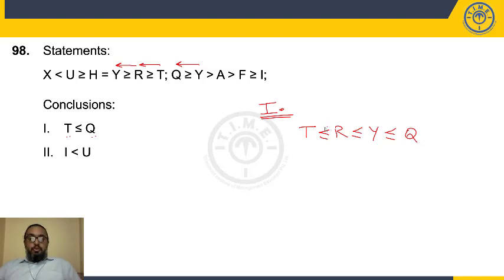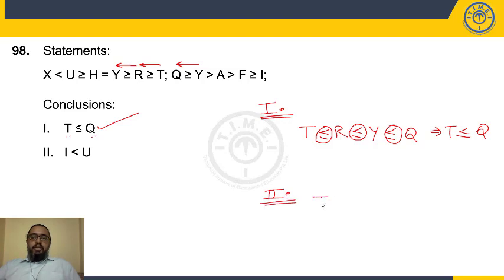So now throughout the expression we have less than or equal to as the common inequality. So that means between T and Q we get less than or equal to. Is it matching? Perfectly matching. So hence 1 follows. Okay. Then coming to the second. Now I want between I and U.